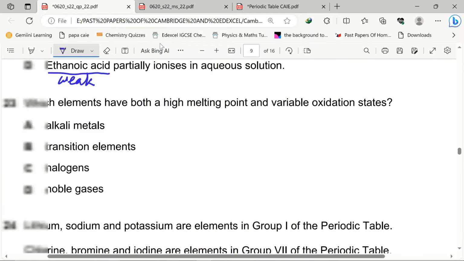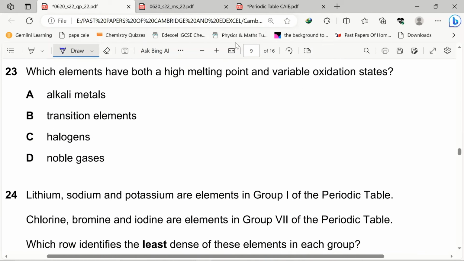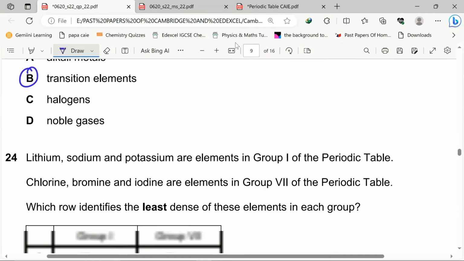23. Which elements have both a high melting point and a variable oxidation state? High melting point and variable oxidation state are both properties of transition elements. So B is the only correct answer.